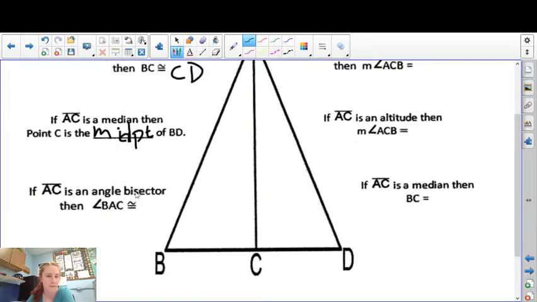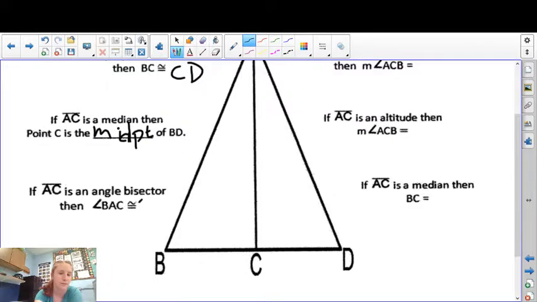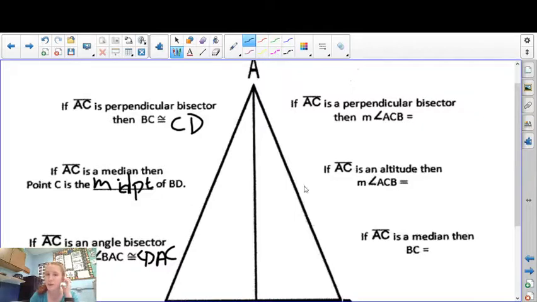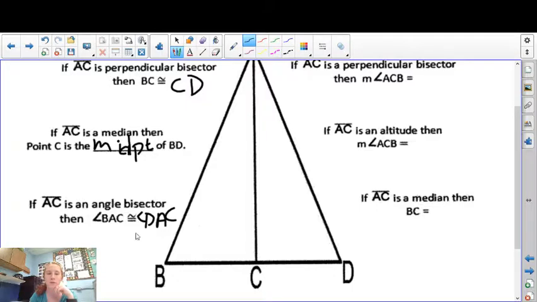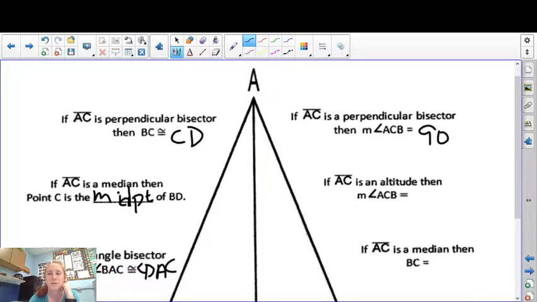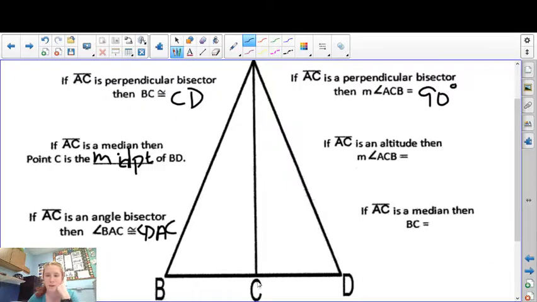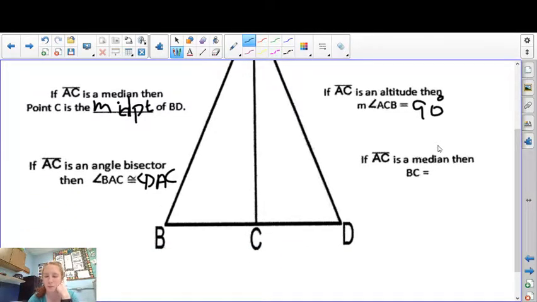If AC is an angle bisector, then it does something to the angle. Well, it cuts it in half, so BAC is equal to DAC. If AC is perpendicular bisector, then ABC is equal to, well, I just did that one, but it's actually also equal to 90 degrees. If AC is an altitude, then angle ACB is also 90 degrees. And if AC is a median, then BC is equal to CD.